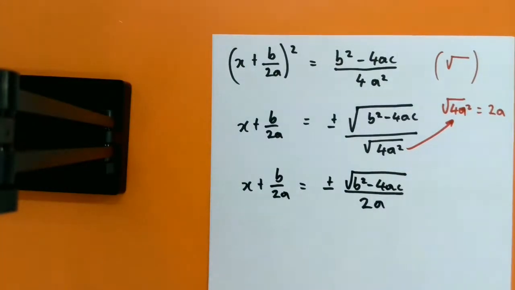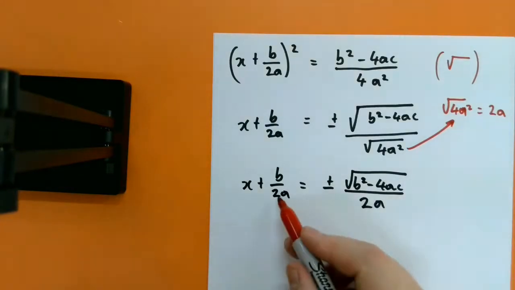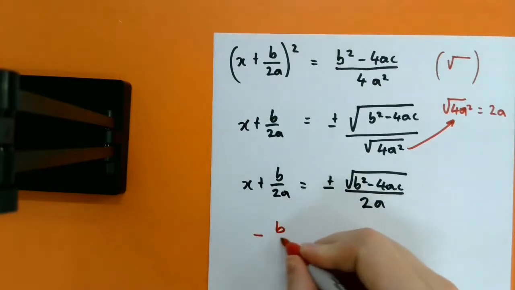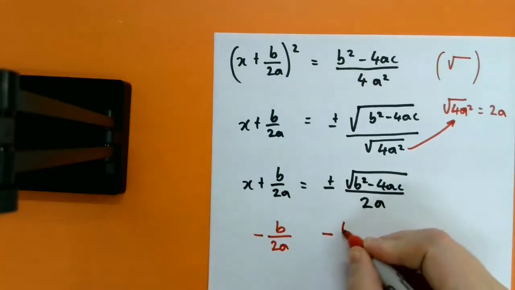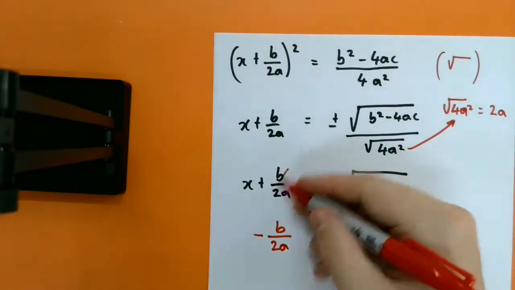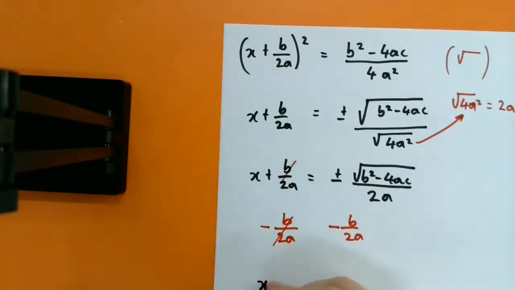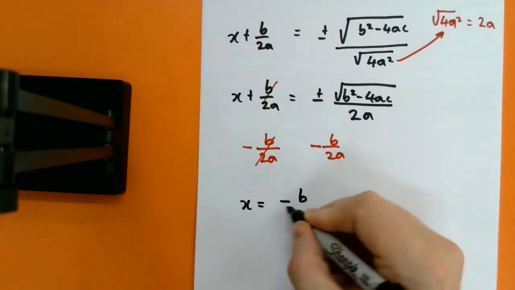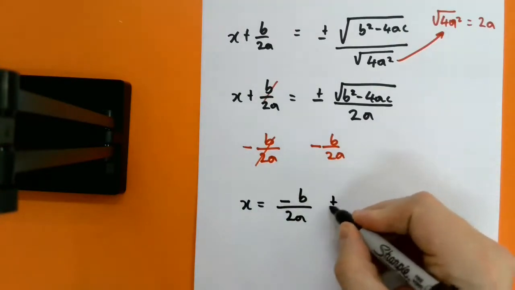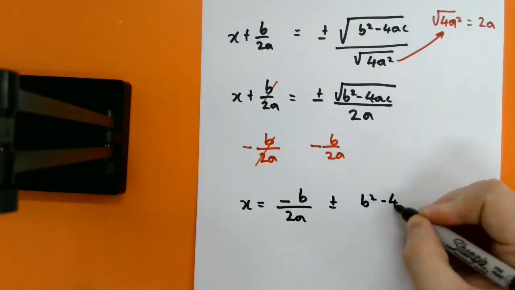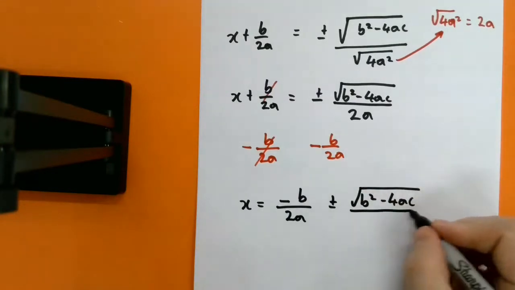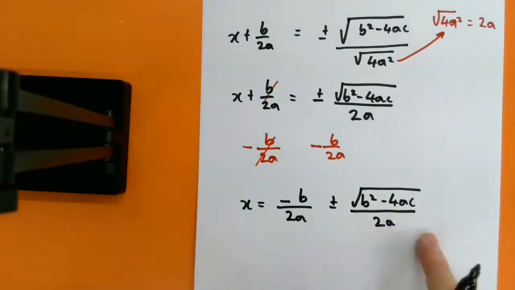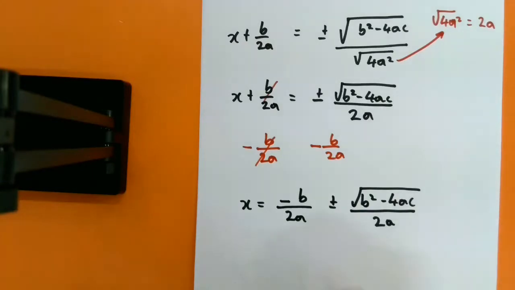We're nearly there. We are so close to being there. All we need to do now is to remove this b on 2a that is next to the x. So we're going to subtract b on 2a from both sides. That will cancel on the left hand side, leaving us with just x is equal to negative b on 2a plus or minus the square root of b squared minus 4ac all over 2a. Notice that we have two fractions on the same denominator, which just means that we can add the numerators together.